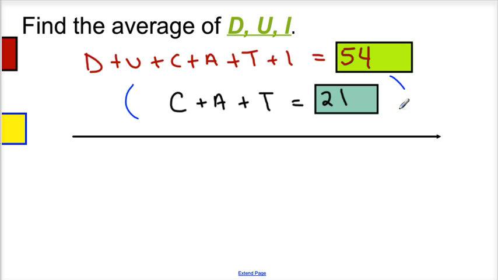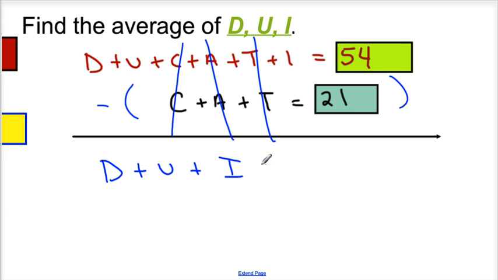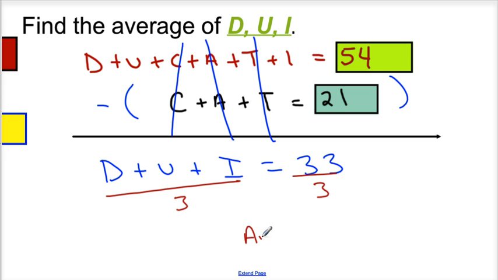Beautiful. I'm going to subtract CAT and 21 from DUCATI. So my C's go away. My A's simplify, and my T's simplify. So now I'm left with D plus U plus I is equal to 54 minus 21, and I get an answer of 33. Excellent. So the sum, or the total, of D plus U plus I is 33. How do I find the average of these 3 letters? Divide by 3. So the average of D, U, I is equal to 11.